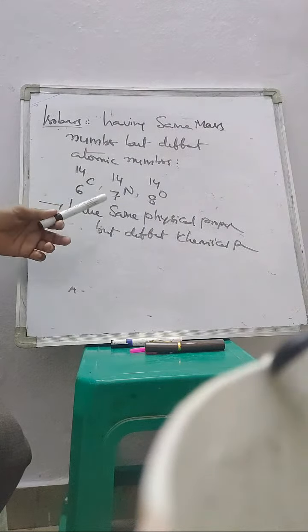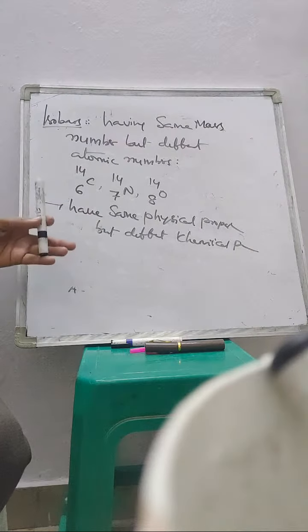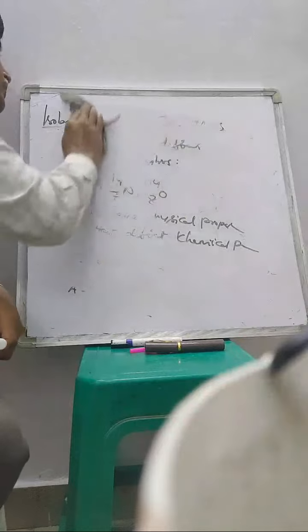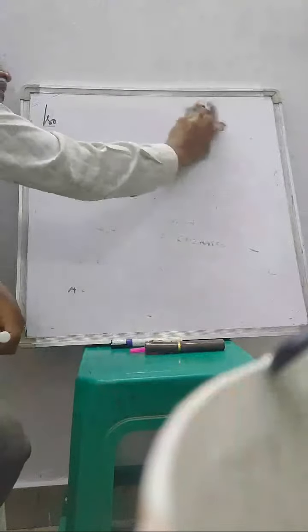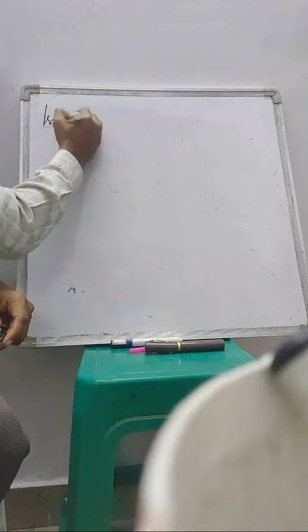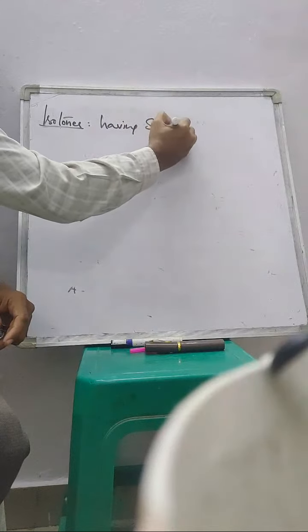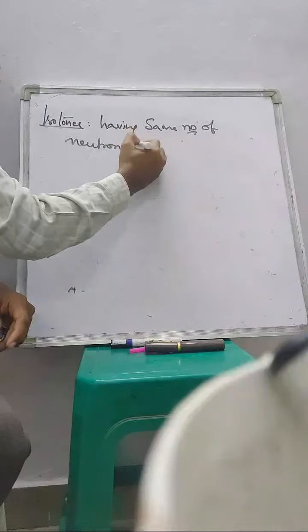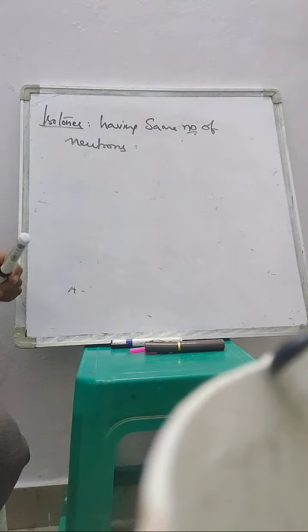On these points, a question may be asked: which of the following is correct or which of the following is incorrect? Then the third one is isotones. What are isotones? Isotones means the species having the same number of neutrons are called isotones.